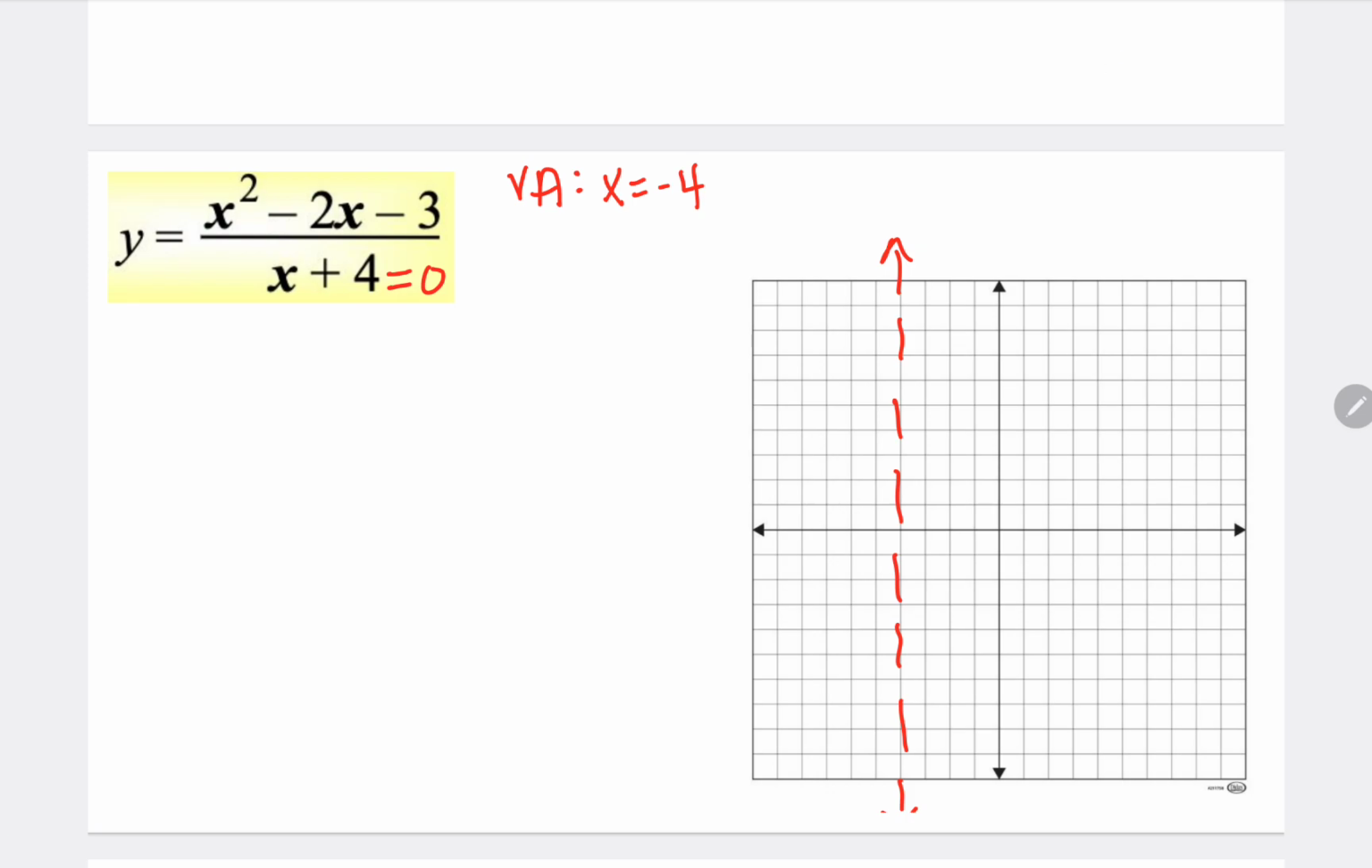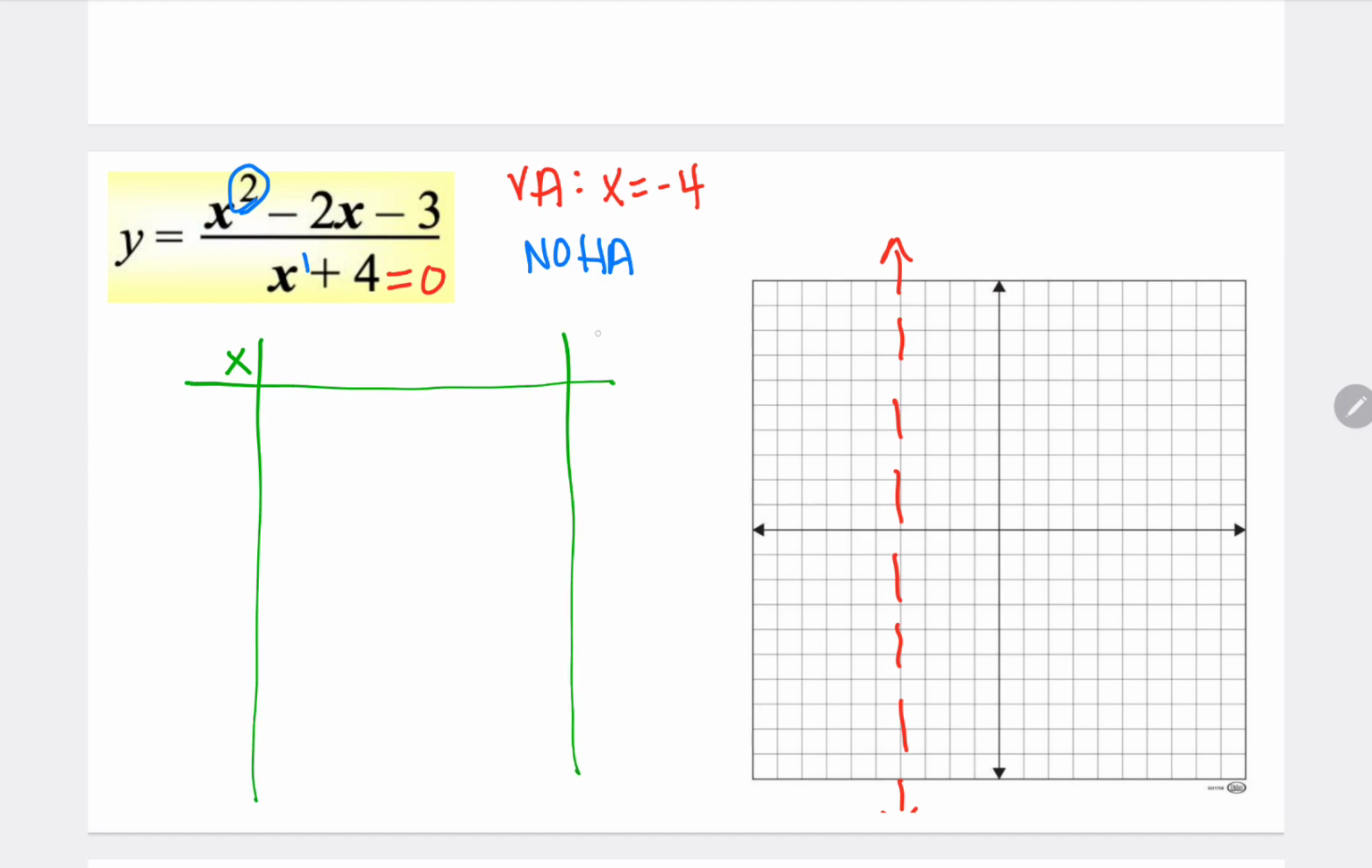And then my horizontal asymptote, we look at the degree. We have a degree of 2 in the numerator, a degree of 1 in the denominator. So there is no horizontal asymptote in this case. Then I'm ready to make my XY chart.